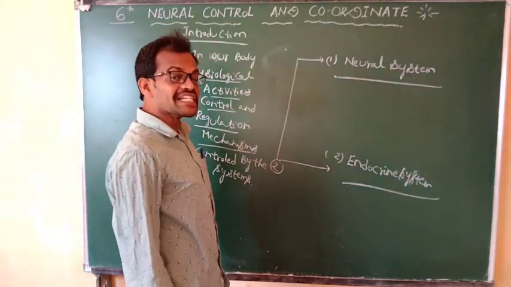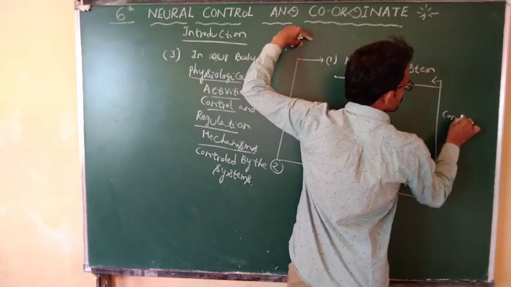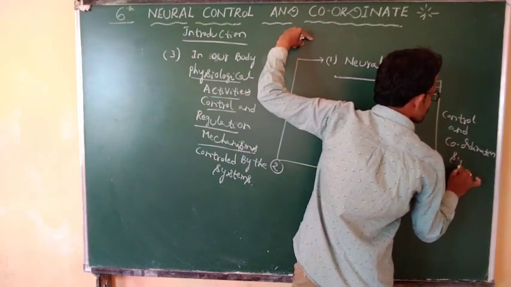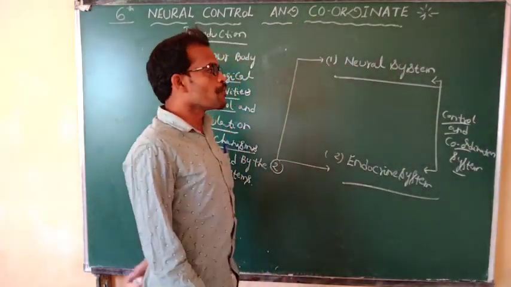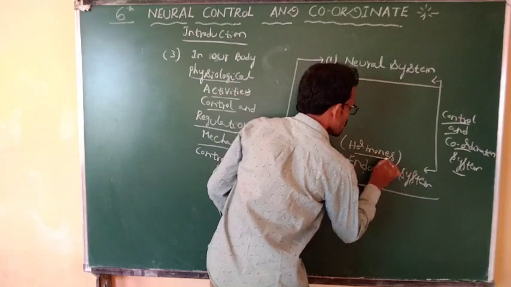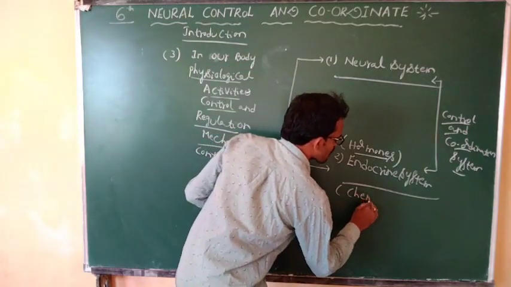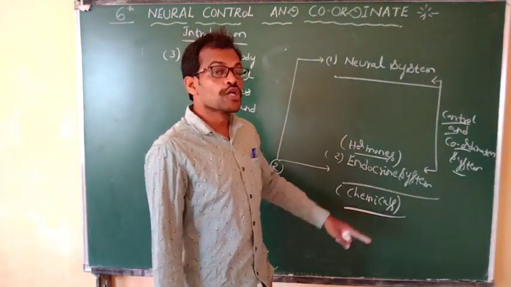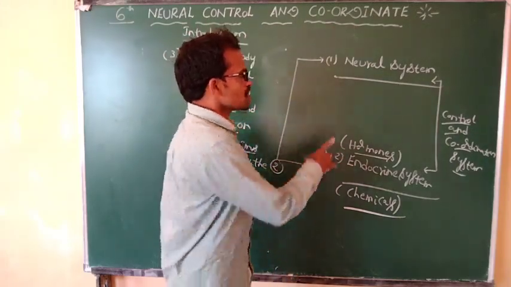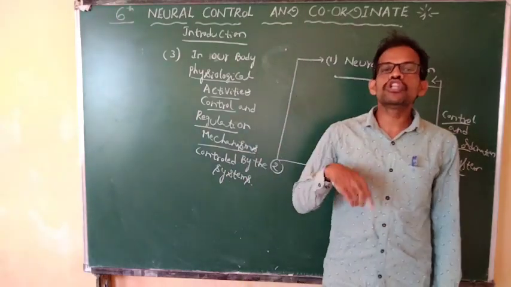These two systems participate in the control and coordination mechanism. The neural system and the endocrine system. Endocrine system means chemicals, and chemicals means hormones. Endocrine means endocrine glands. In this chapter, the endocrine system is the chemical control and coordination system. After completing this chapter, we will discuss the endocrine system, and how the neural system and endocrine system control, coordinate and regulate the physiological activities.